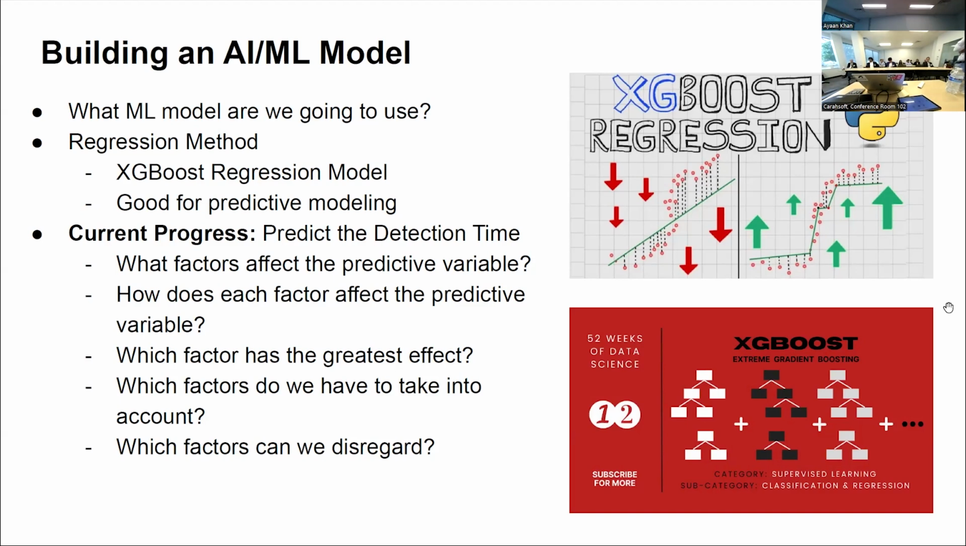Some questions we had to ask ourselves were, what factors affect the predictive variable? How does each factor affect it? Which factor has the greatest effect? Which factors do we have to take into account? And which factors can we essentially disregard or look over? Like, which factor has the least impact?